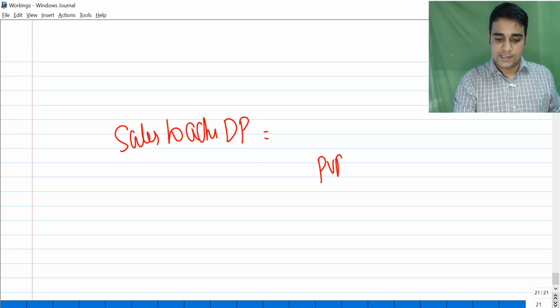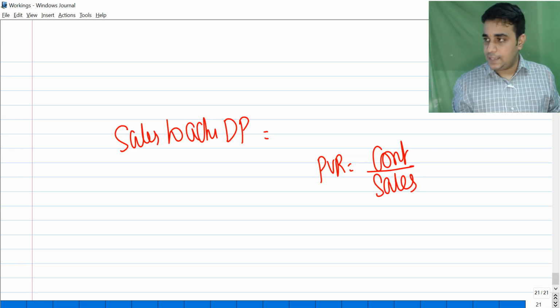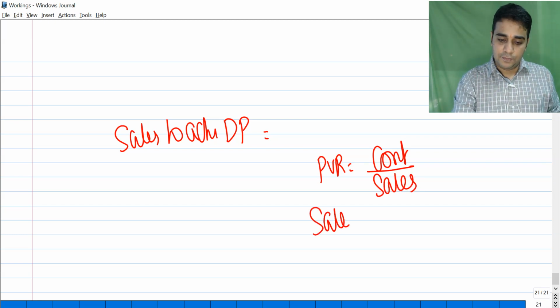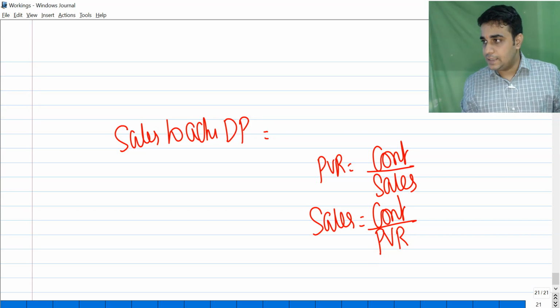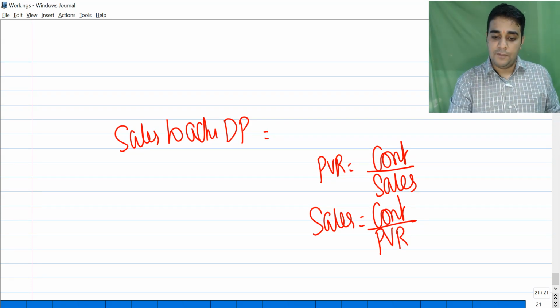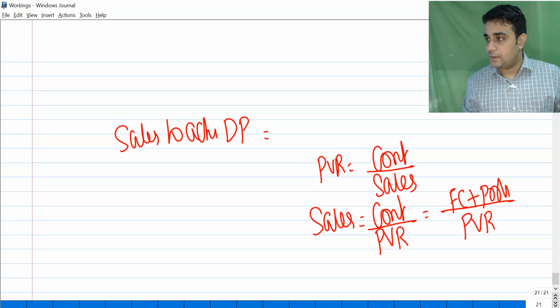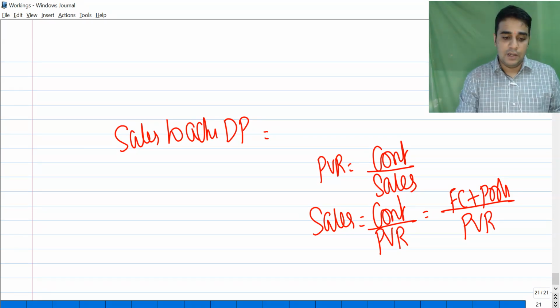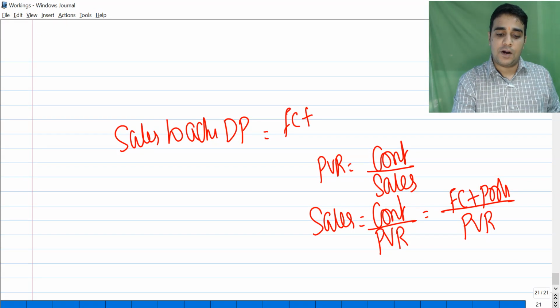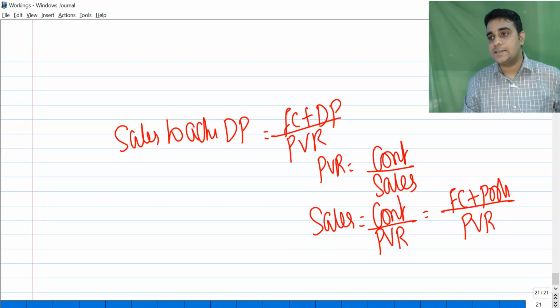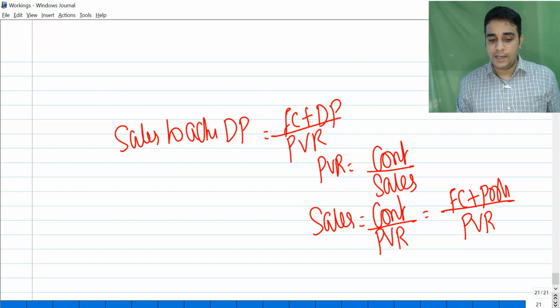Now, PVR is equal to contribution by sales. Sales is equal to contribution by PVR, where contribution is equal to fixed cost plus profit. So, sales is equal to fixed cost plus profit by PVR. So, sales to achieve desired profit is equal to fixed cost plus desired profit by PVR. This is the derivation of the formula.